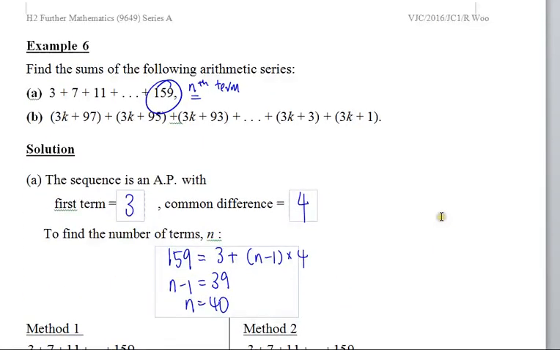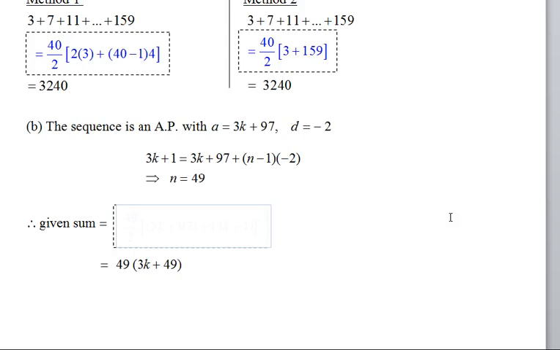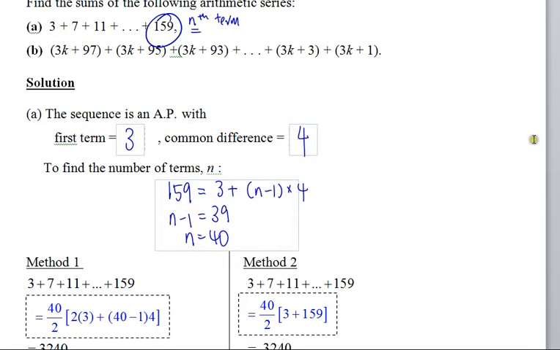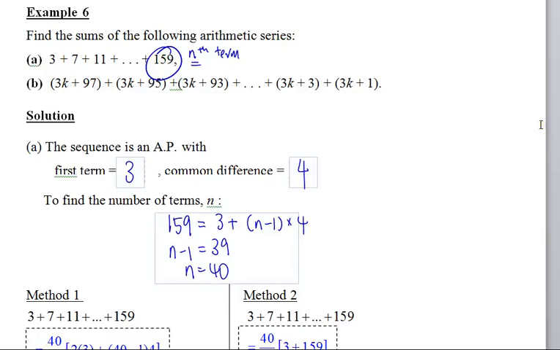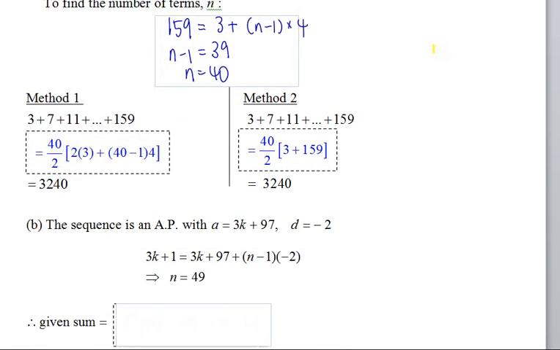We are at example 6. Okay, example 6, part B. Find the sum of the following arithmetic series. You have this. Now, you can quite obviously see that the common difference is minus 2, negative 2, because it's a decreasing sequence. And your first term is 3k plus 97.